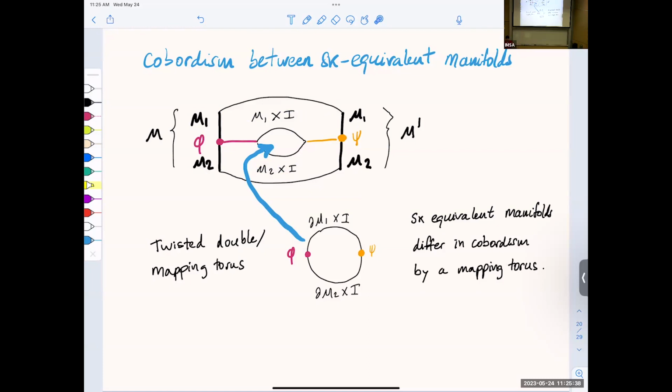Now you have these boundaries, and you're going to start gluing. Maybe a third of the way you glue via phi, and a third of the way you glue via psi. And in the middle, what are you going to get? In the middle, you get a new boundary component, which looks like this. And this looks exactly like a twisted double, or equivalently a mapping torus. So the slogan here is that SK equivalent manifolds, like what you have here and here, are going to differ in cobordism. If you construct a cobordism between them, they're going to differ by a mapping torus.